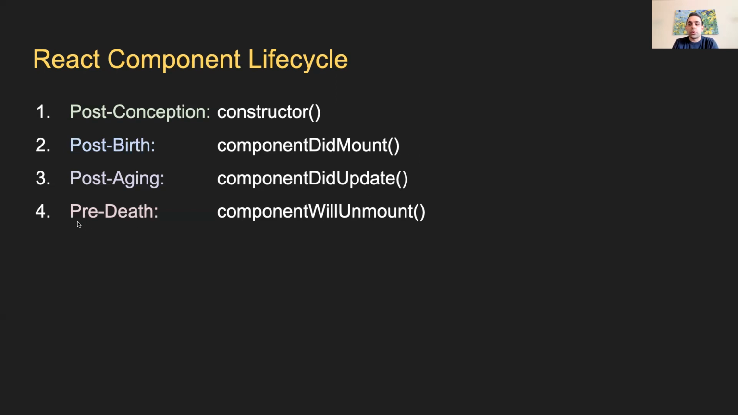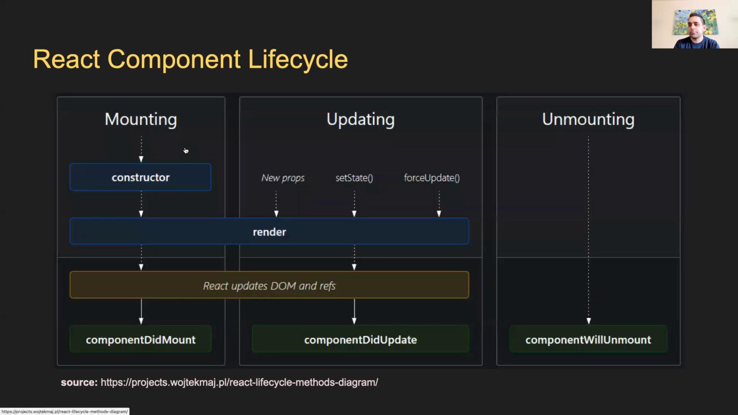And then pre-death, so right before the component is going to die, we have another method that can be called. It's called component will unmount. All right, so these are 3, or I guess 4, of the main methods used within the React component lifecycle. Again, this is assuming you're using a class-based component. So let's talk about these more in detail.